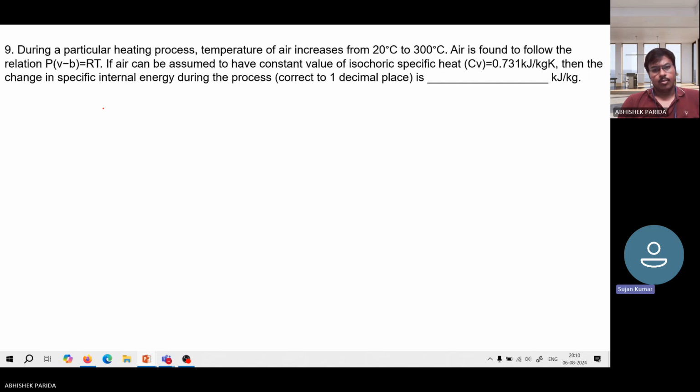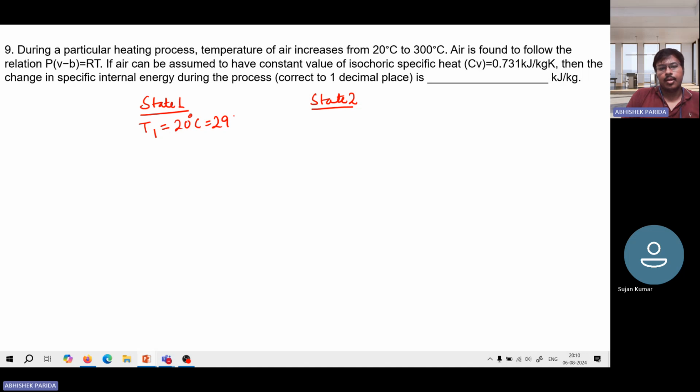Yes, sir. Here also, ∂P by ∂T at constant volume is equal to capital R divided by (V minus B). And then minus of P, instead of P we put RT by (V minus B). RT by (V minus B) minus RT by (V minus B) gets cancelled, so it is 0 into change in volume. That's why here we again get du equal to Cv into dT. That is what I was saying.